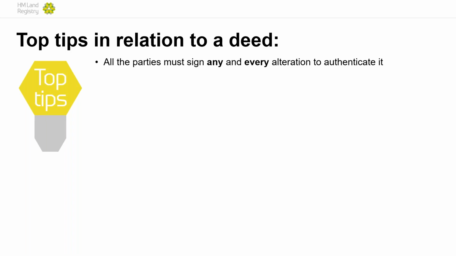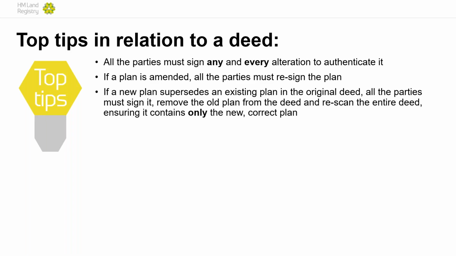All the parties must sign any and every alteration to authenticate it. If a plan is amended, all the parties must re-sign the plan. If a new plan supersedes an existing plan in the original deed, all the parties must sign it, remove the old plan from the deed, and rescan the entire deed, ensuring it contains only the new correct plan.